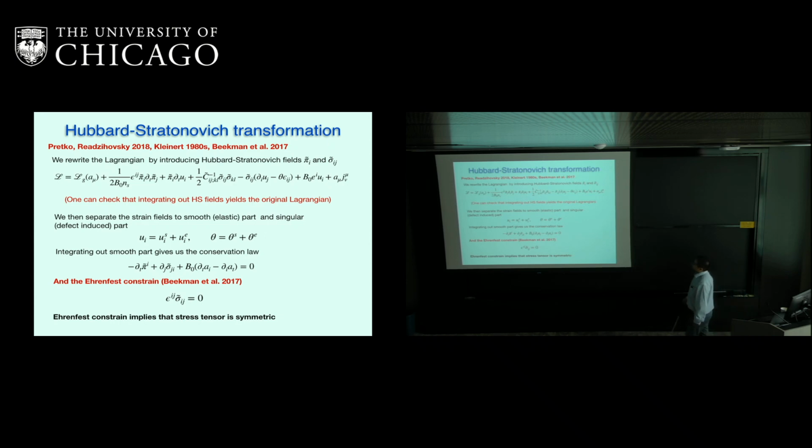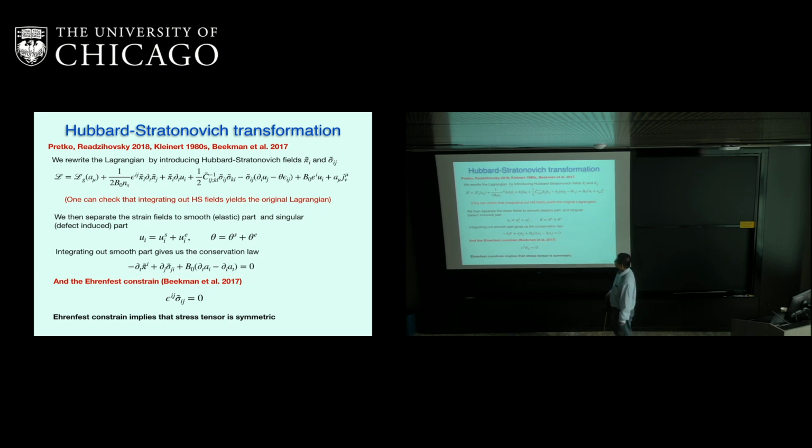And here, now you're saying that your lattice not only has the smooth part, but it also has defects. And the defects are introduced by this singular part of the strain fields theta and u. From this Lagrangian, if you integrate out the smooth part, you will have the conservation law and also an Ehrenfest constraint. You integrate out the smooth theta here, you will get the constraint. And you integrate out the smooth part of u, you will get the conservation law.